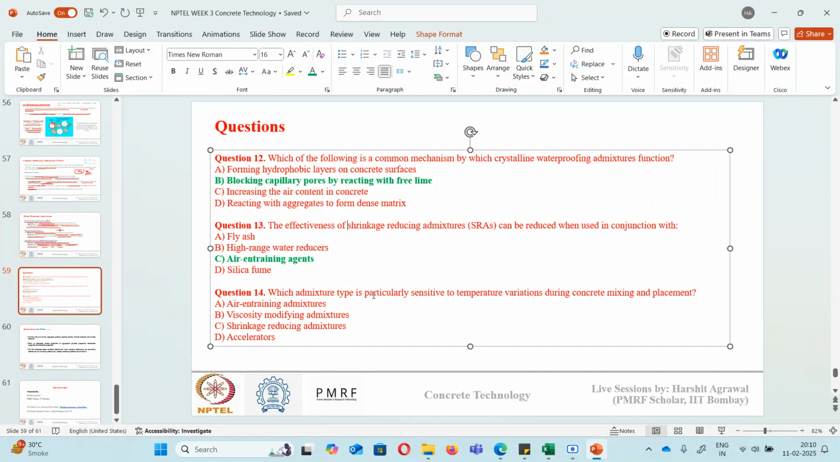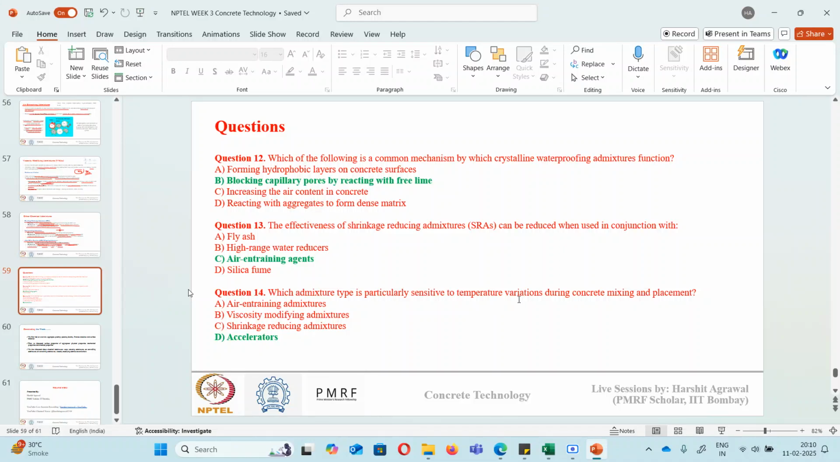Third, which type of admixture is primarily sensitive to temperature variation? The answer is D, accelerators. Why? Because the function of accelerators is to speed up the setting and hardening of concrete. If I have a higher temperature, it can cause an excessive increase in the rate of reaction, while a lower temperature can reduce the effectiveness of my accelerator. Temperature affects setting behavior, and setting behavior is affected by the accelerator. That's why it is sensitive to temperature.